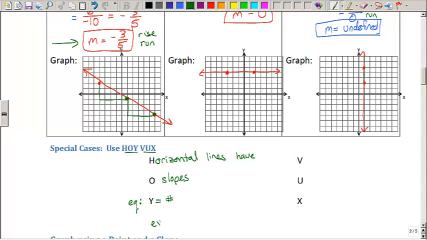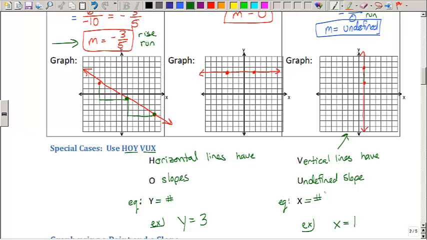For example, y equals 3. Notice it's y equals some number. I know that that is going to be a horizontal line, and I know it's going to have a 0 slope. Similarly, VUX stands for vertical lines have undefined slopes. And their equation looks like x equals some number. For example, x equals 1. I know that it's going to be a vertical line, and I know it's going to have an undefined slope. Here's your example of the vertical, and then similarly here we have an example of the horizontal line.